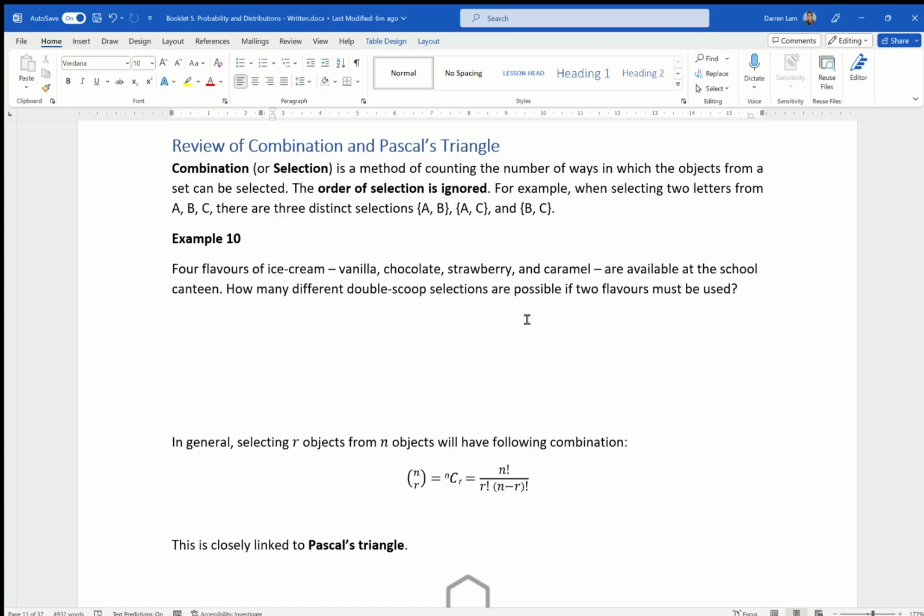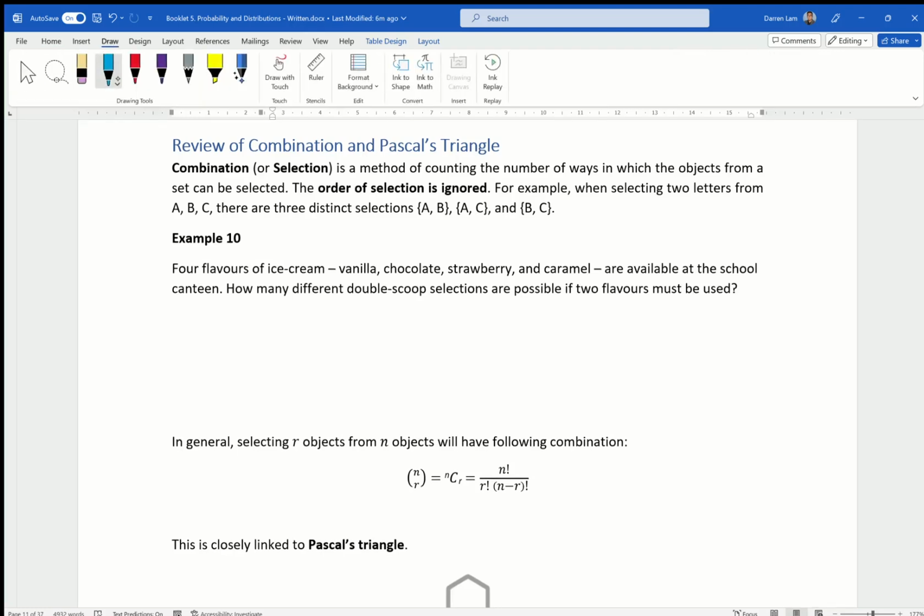4 flavors of ice cream: vanilla, chocolate, strawberry, and caramel are available at the school canteen. I wish. How many different double scoop selections are possible if 2 flavors must be used? A quick reminder. Of course, we have 4 total options, and we also have 2 selected, I should say, rather than picked. Selected. We use this. Does that look familiar?